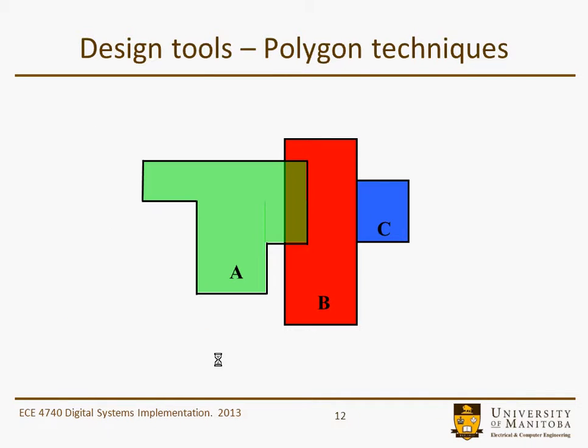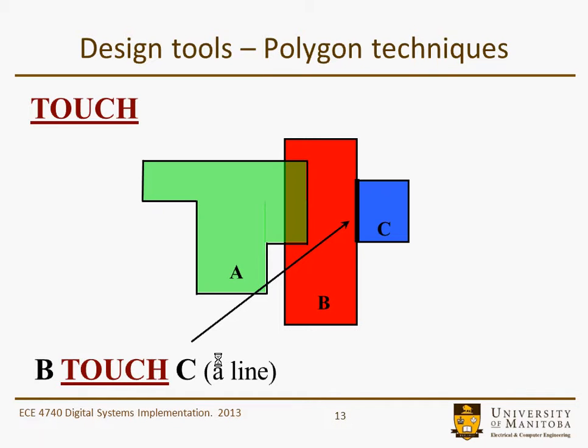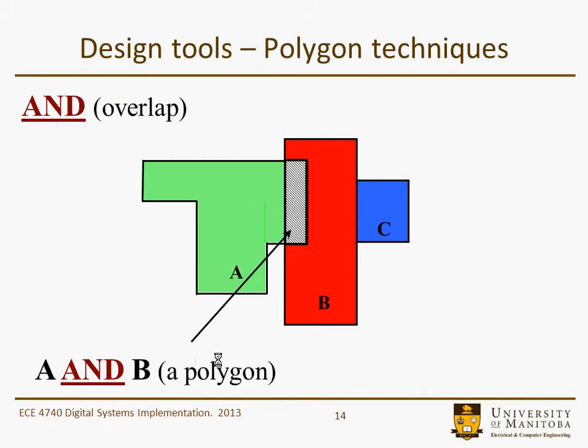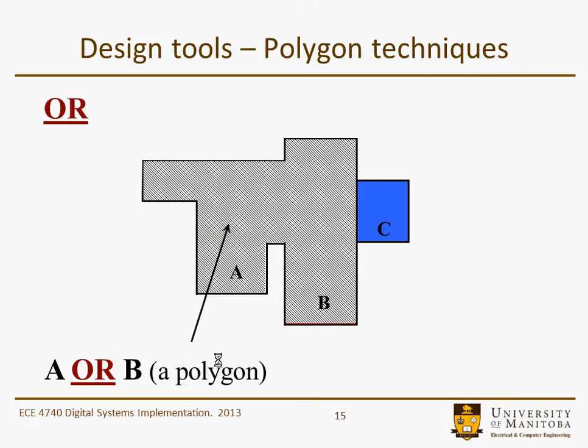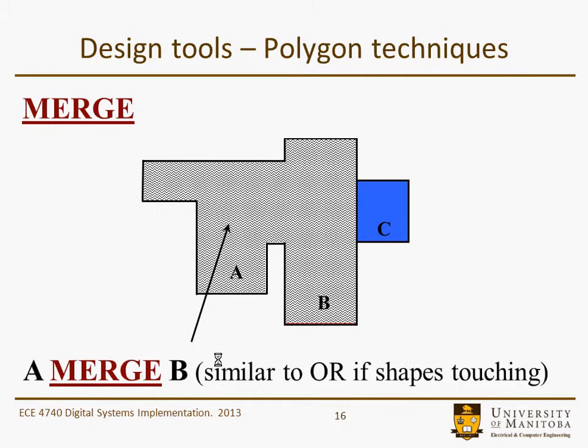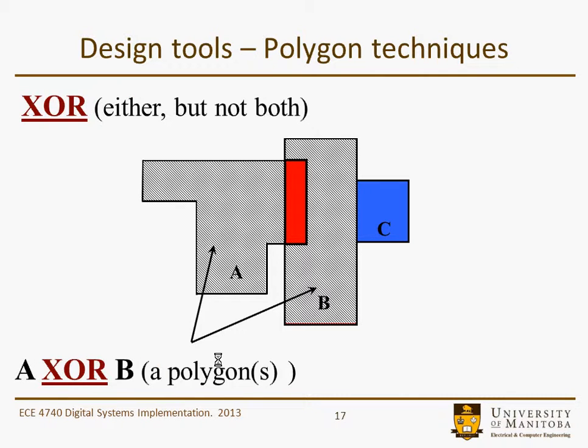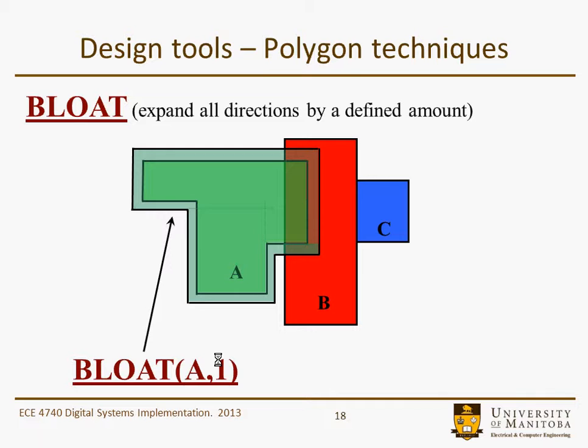And here's simple examples of 3 polygons shown there with some of the operations, like B touching C. An AND is where they overlap, an OR is the entire region which is contained by polygons A or B. Merge is very similar in that particular case. And then an XOR would be where either are but not both at the same time. And bloat, as you might imagine, just extends the perimeter of the polygon.